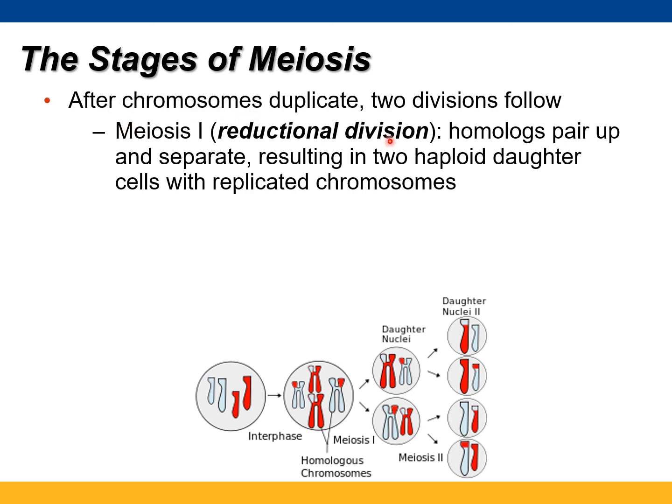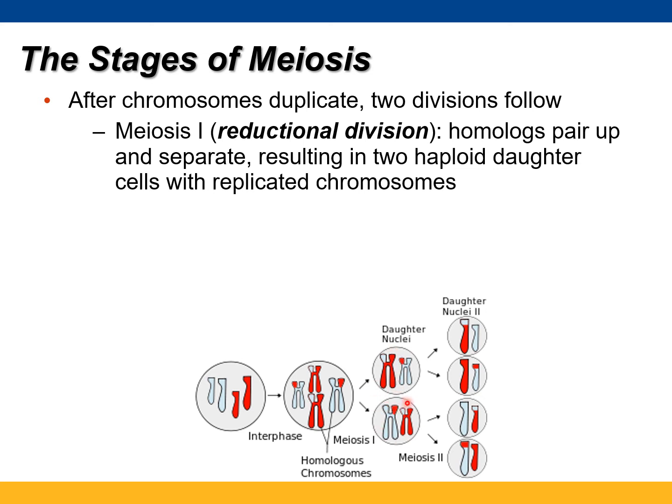In meiosis I, we call that reductional division. We're actually going to create haploid cells after meiosis I. That's why we call it reductional: after meiosis I, there are only half the number of chromosomes in those 2 daughter cells.